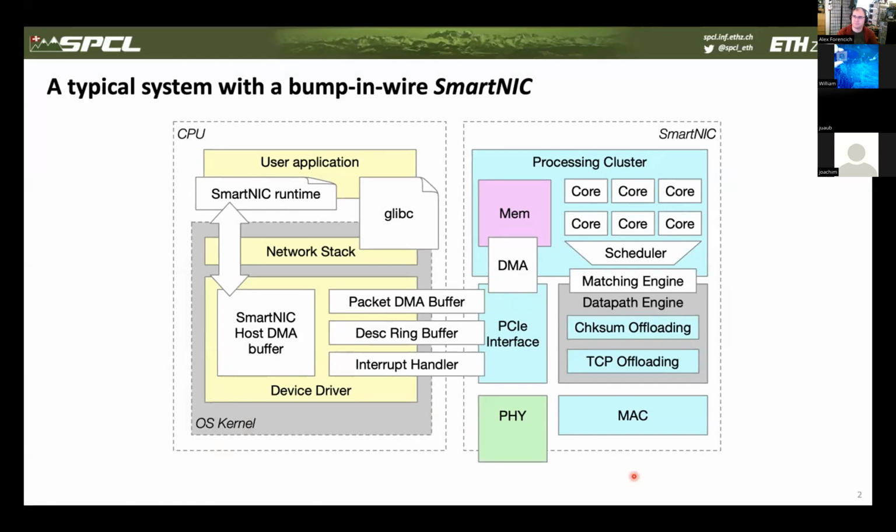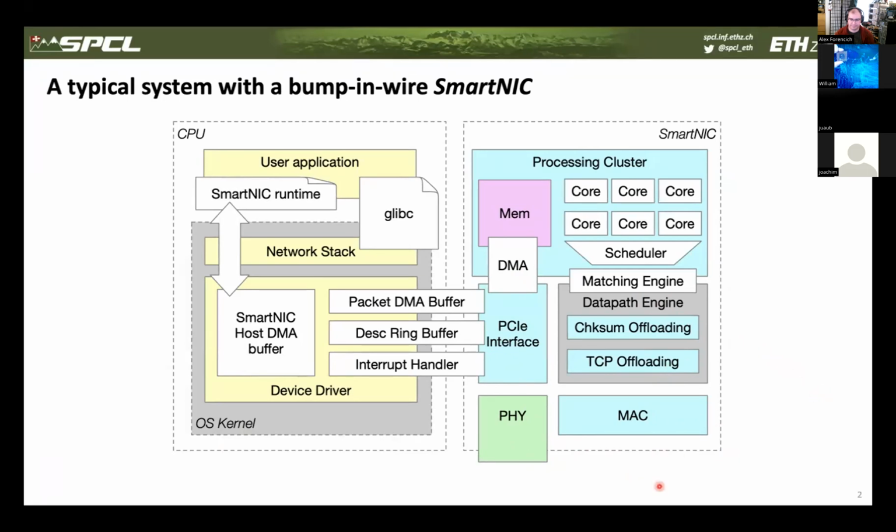And with the bump in the wire smart NIC, what's different is that apart from the usual NIC infrastructure that we see at the bottom right side, for example the PHY, the MAC, the data path engines that do all kinds of offloading and queue processing, and the PCIe interface to the host, we also get a processing cluster that can do arbitrary types of processing on the packet before passing them onto the host, or even in some cases not passing them at all onto the host.